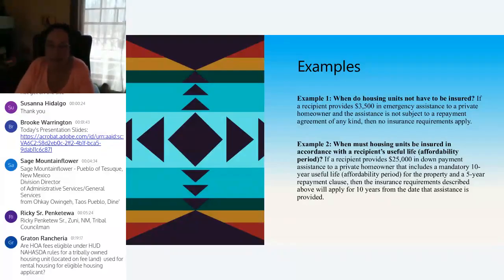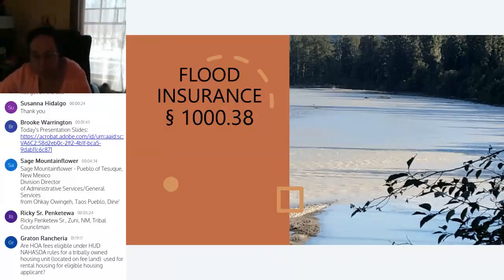When must housing units be insured in accordance with the recipient's useful life or affordability period? If you provide $25,000, still makes me jump, $25,000 in down payment assistance to a private homeowner that includes a mandatory 10-year useful life, your affordability period, and a 5-year repayment clause, the insurance requirements described would apply for the 10 years from the date that assistance is provided. And we'll get into that a little bit more tomorrow with the useful life.